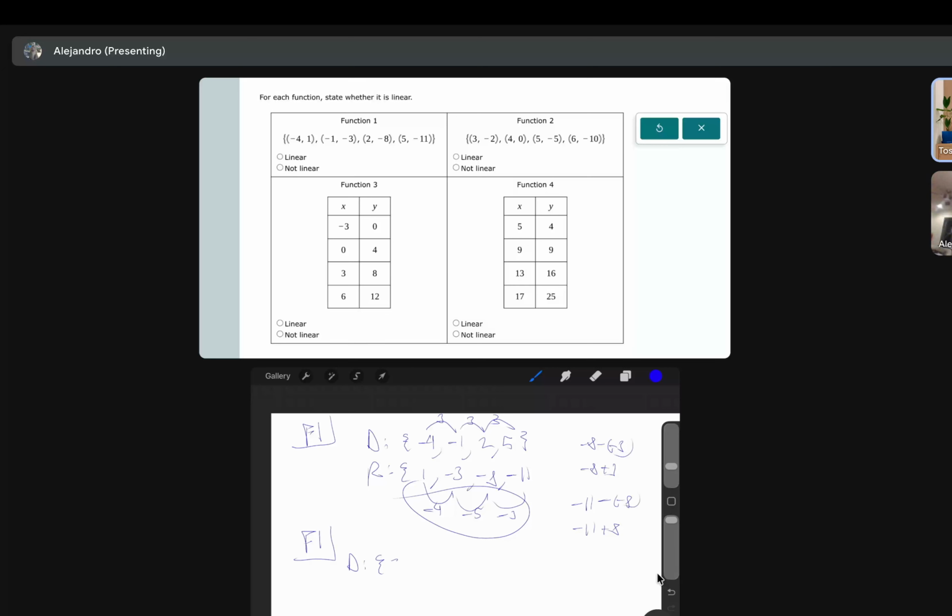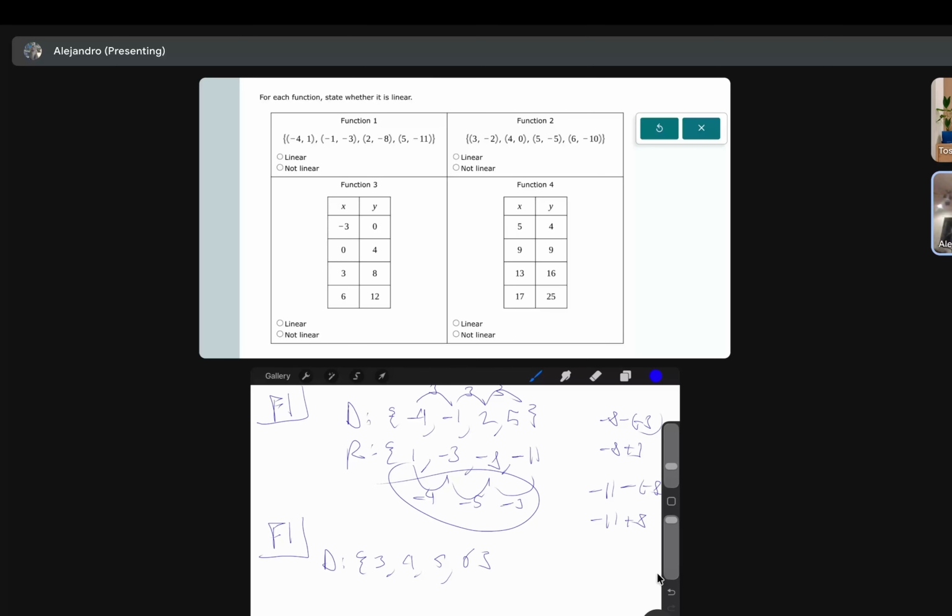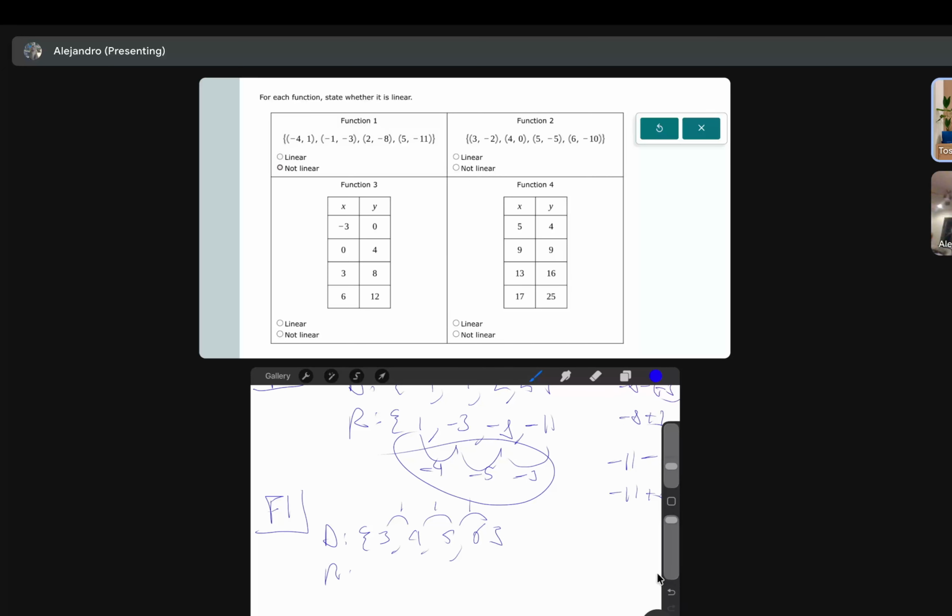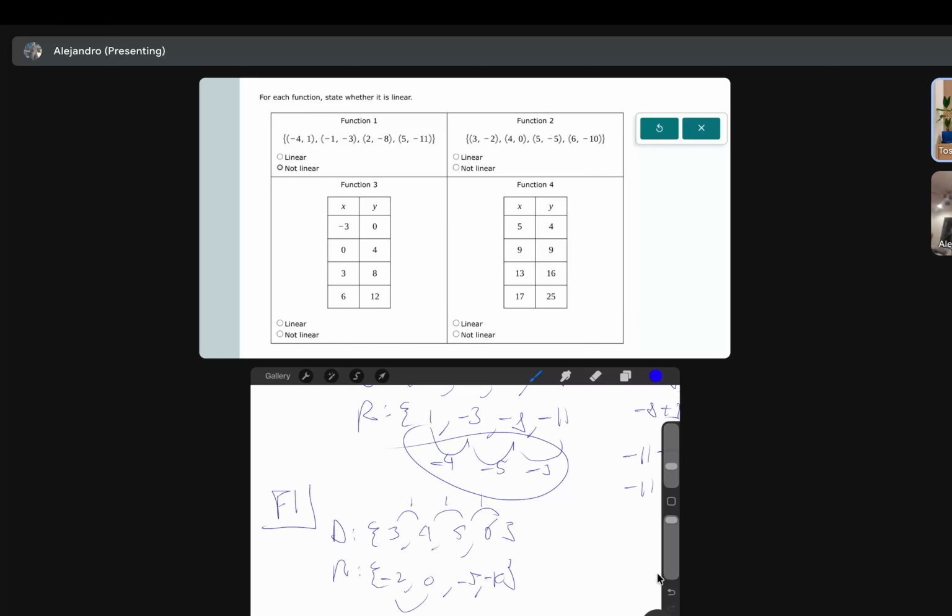Again, 3, 4, 5, 6. You can see this is by 1. You can eye them too, but okay, 1 here. And the range: you got negative 2, 0, negative 5, and negative 10. Here, 0 minus negative 2, that's 2. Negative 5 minus 0 is negative 5. That's negative 5. Double check if I copied it right.